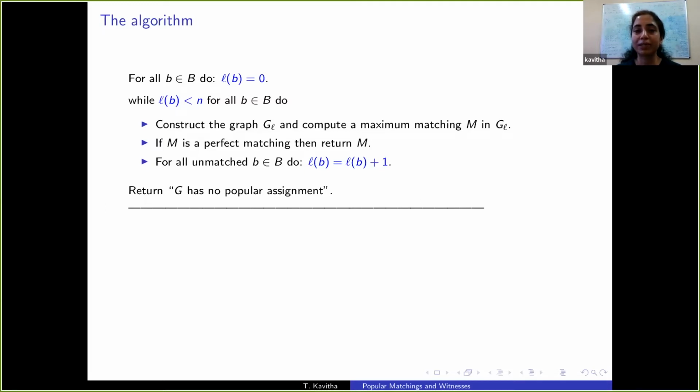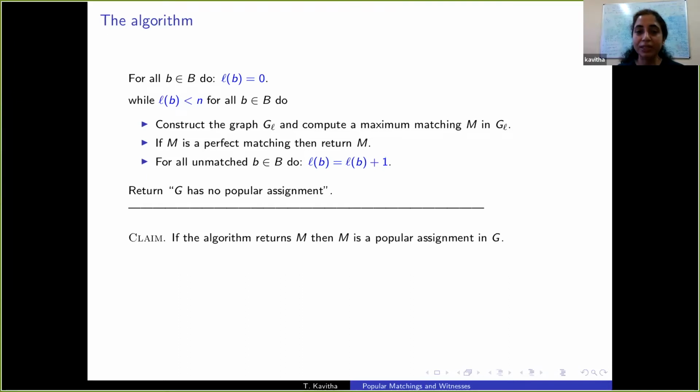That's a popular assignment. Well, if it's not a perfect matching, then we go to the step below where we say, let's increase the levels of all unmatched objects. And in case the level of any object becomes equal to n, we say return, there's no popular assignment.